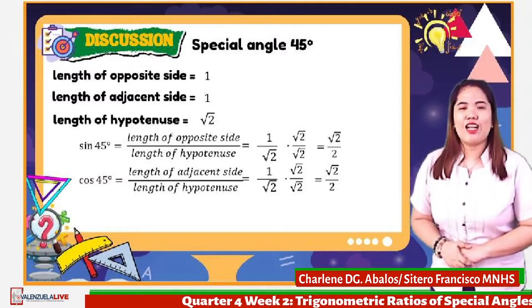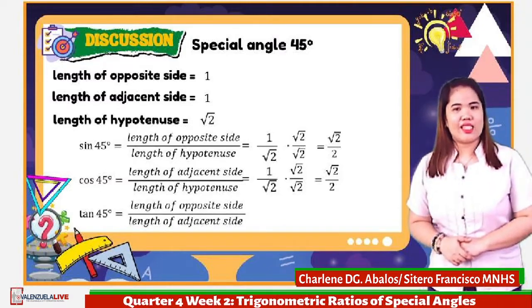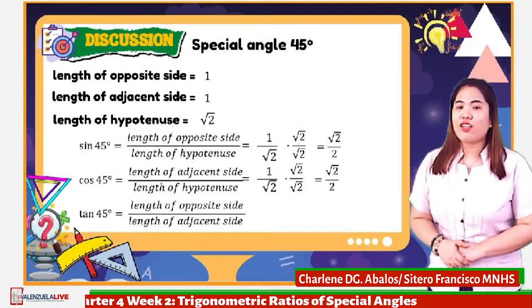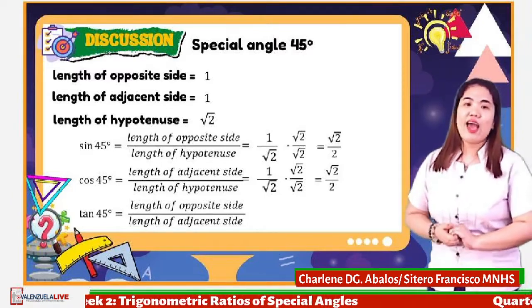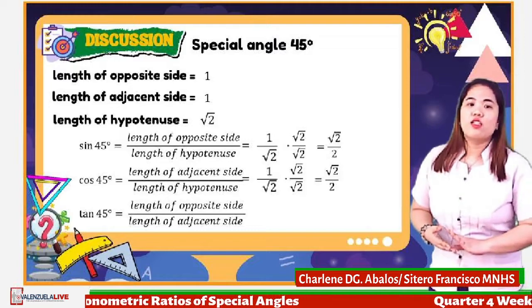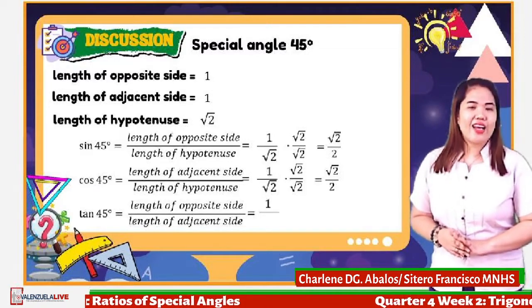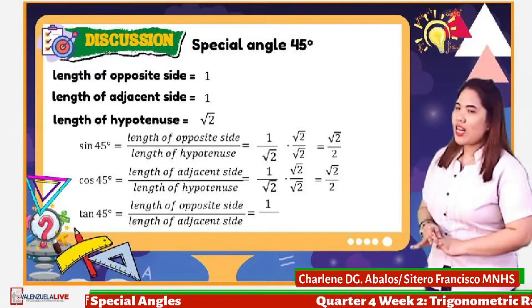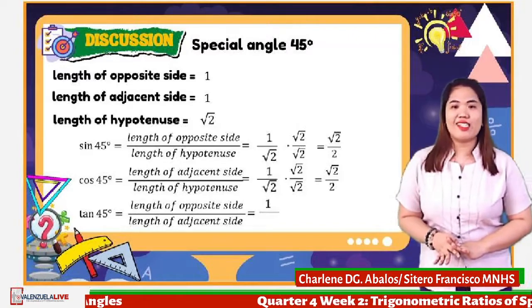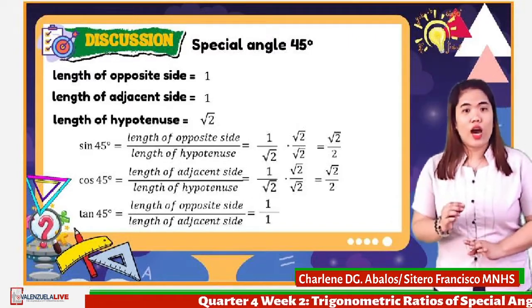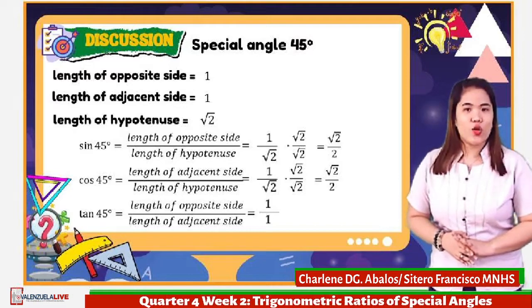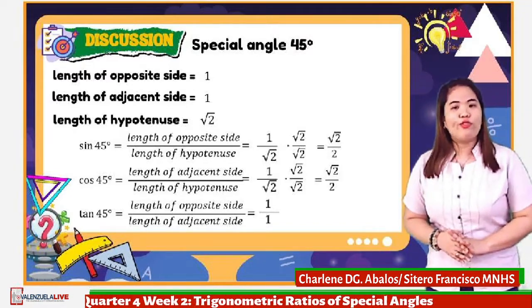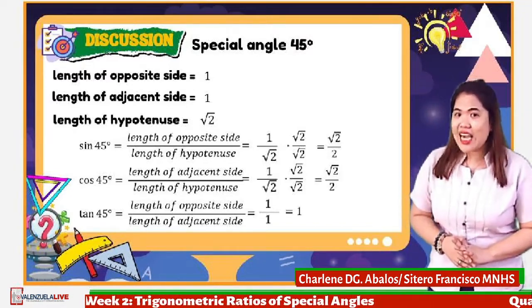Next is tangent 45 degrees. We have the ratio of the length of opposite side and the length of adjacent side. Substitute, the length of opposite side is 1 and the length of adjacent side is 1. That is why tangent 45 degrees is 1 over 1, or simply 1.